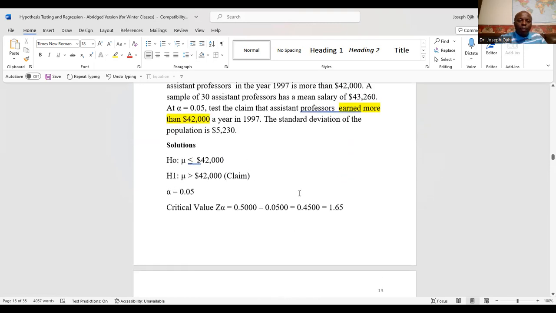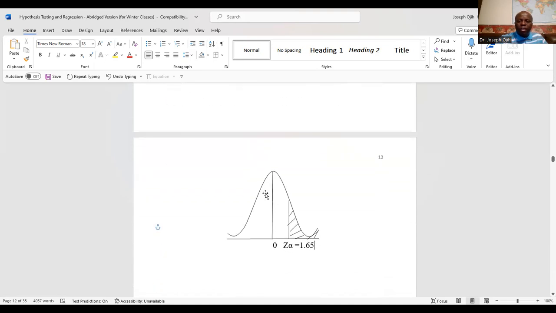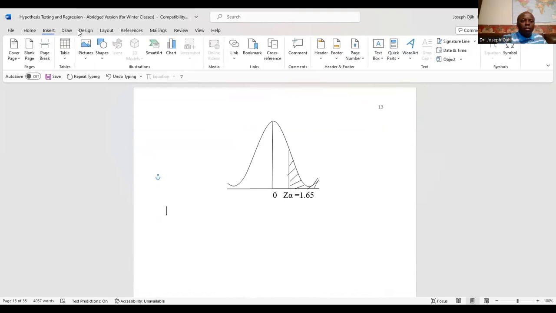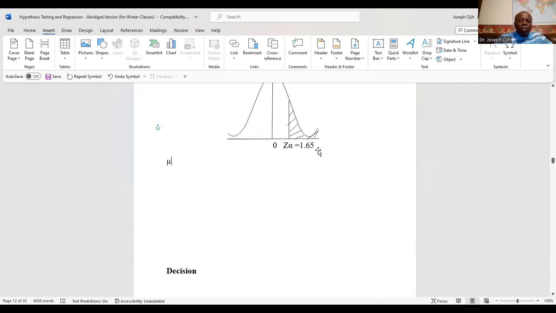So again, you state hypothesis, identify your claim, find a critical value, draw your chart, then let us run the test. To run the test, we need to get our values. We need our population mean. According to the question, it says that the average annual salary of assistant professors in 1997 is more than 42,000. So population mean is 42,000.